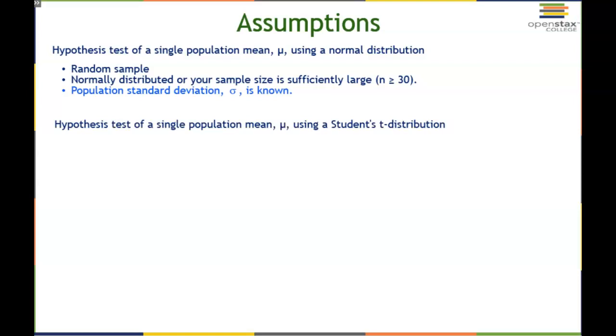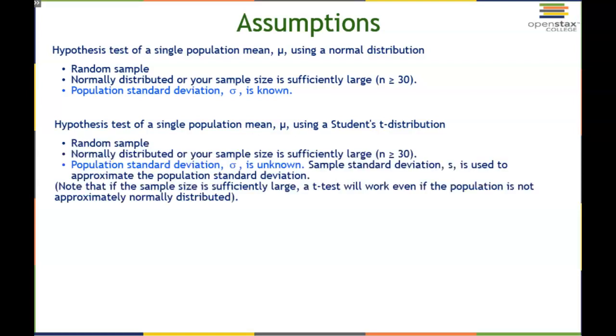If our test is a hypothesis test of a single population mean, but this time using a student's t distribution, again, some assumptions we need to make: random sample, normally distributed or our sample size is large enough, and our population standard deviation is not known. We'll run a t-test. We'll use the sample's standard deviation as an approximation of the population standard deviation. And generally, if we have small numbers like 10 or 15, we'll use a t-test instead of a z-test.